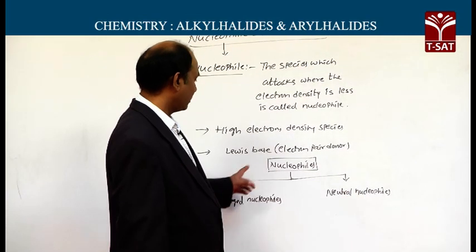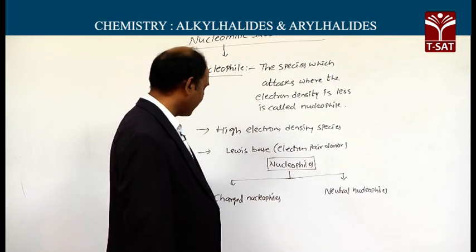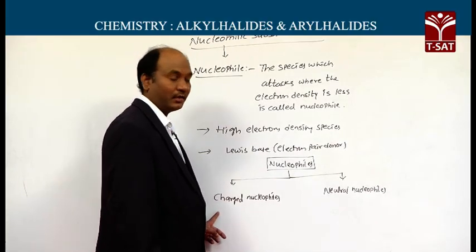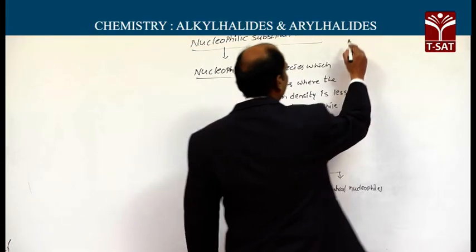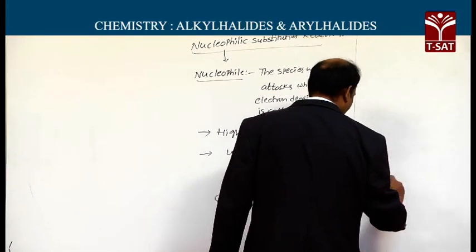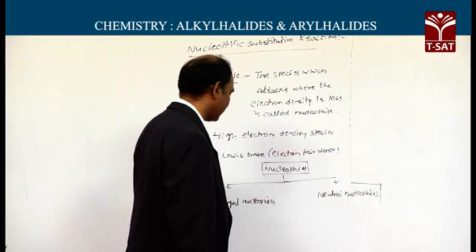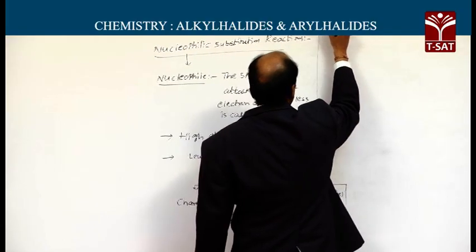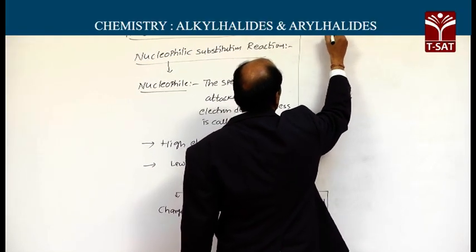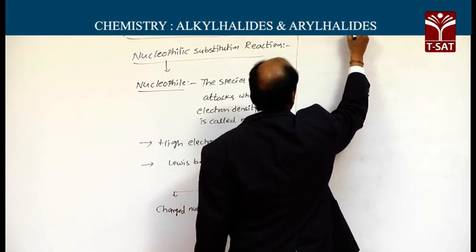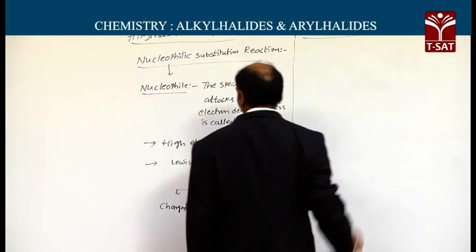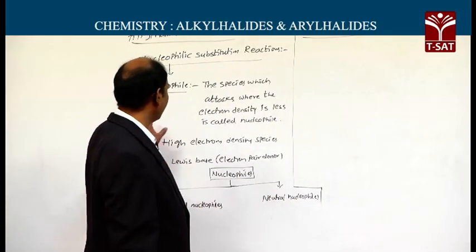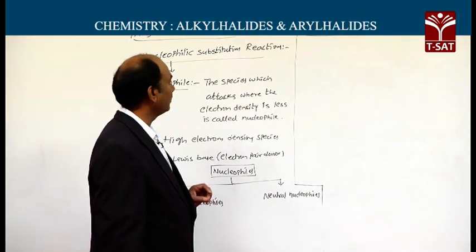So here the nucleophiles are classified into two types. One is charged nucleophiles, another one is neutral nucleophiles. Let us discuss charged nucleophiles and neutral nucleophiles. First of all, charged nucleophiles means high electron density species. These are having high electron density.